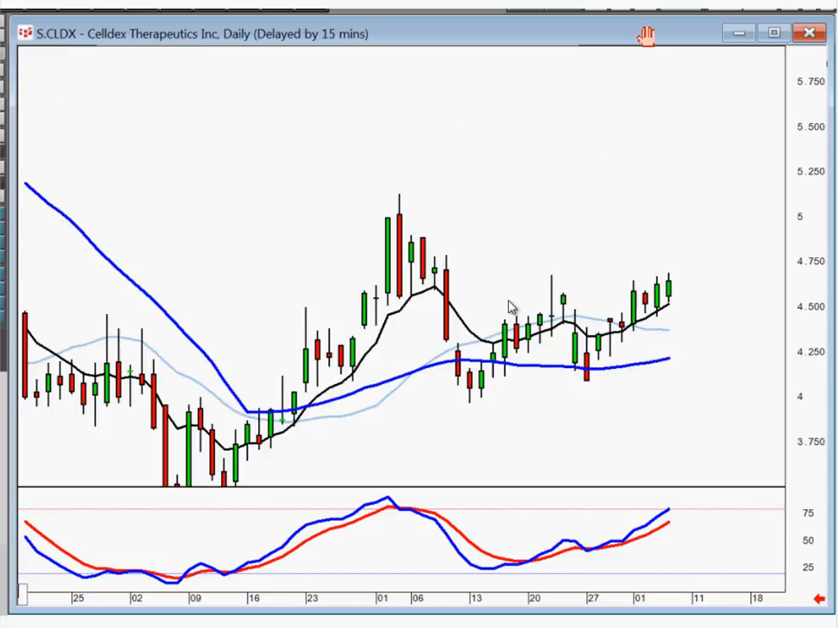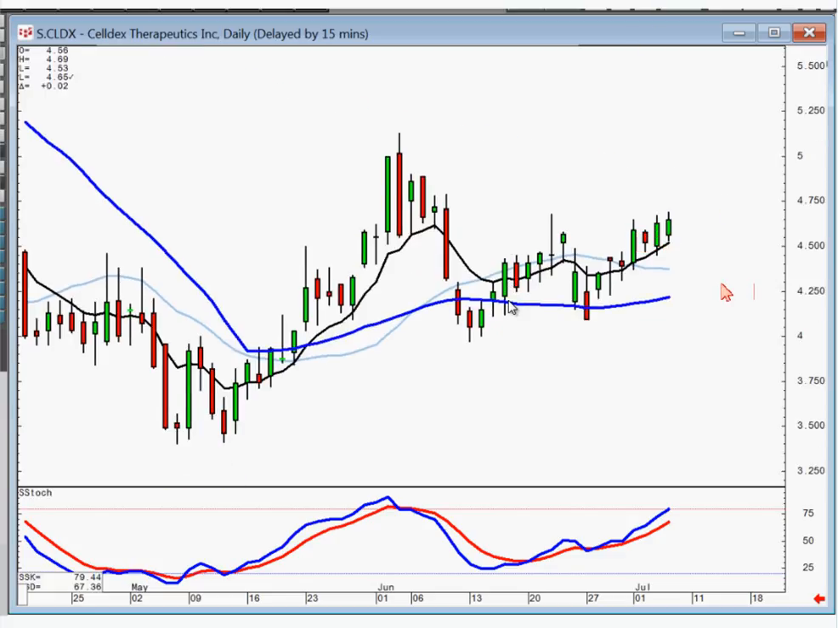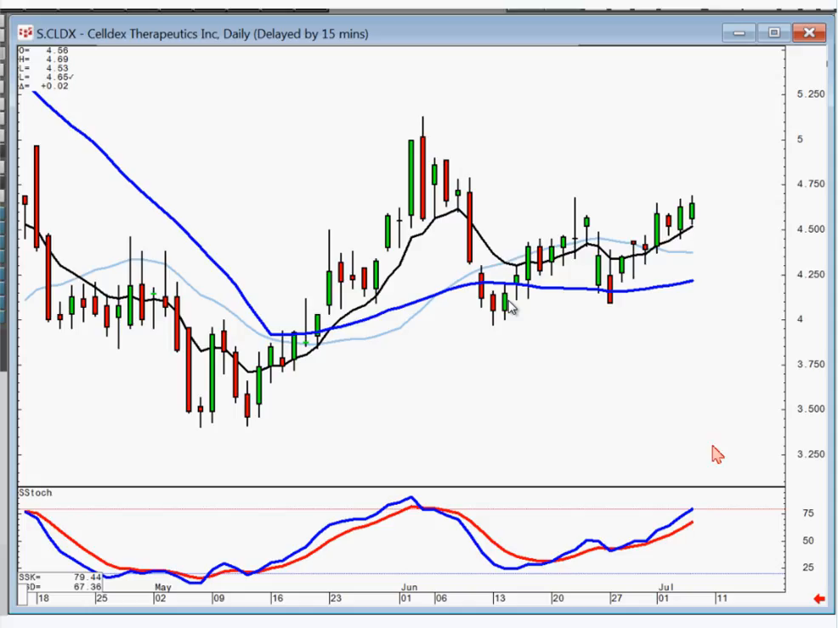CLDX, stay long as it stays above the T-line, but notice your stochastics are getting toward the overbought area, so you're getting up toward this congestion area.